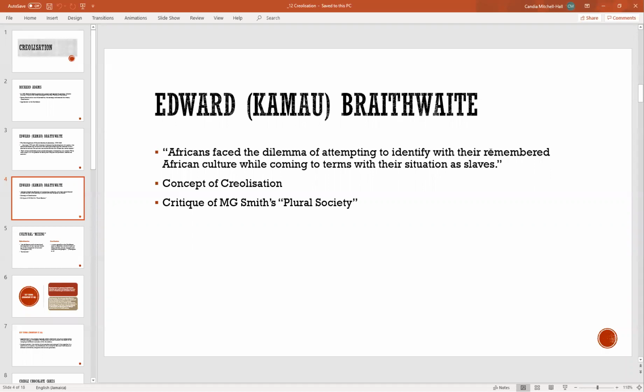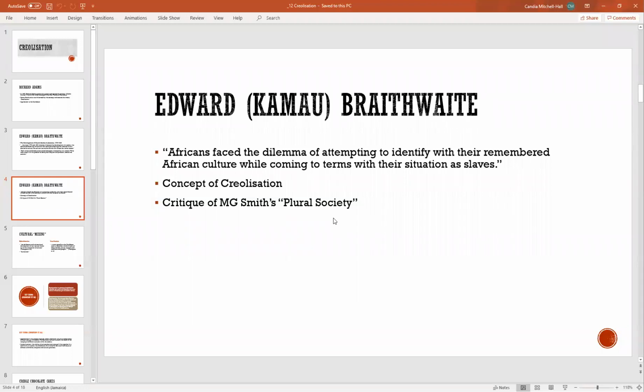Now, the concept of creolization was created as a critique of M.G. Smith's plural theory, because for Brathwaite, Jamaica was not a plural society, but a Creole society where the cultures mixed together to form this unique group.